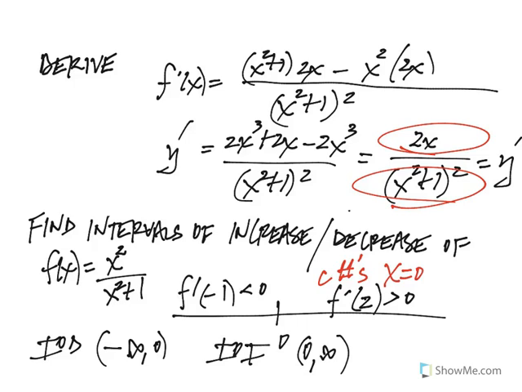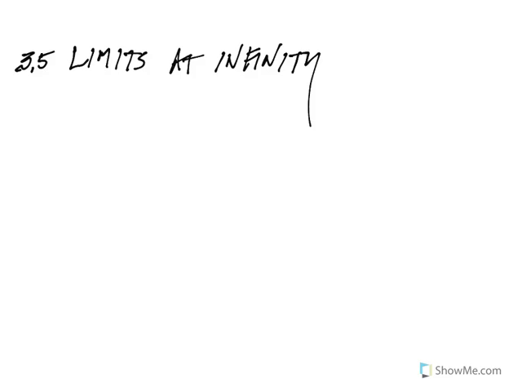All right, so let's move on to 3.5. Section 3.5 is limits at infinity, and essentially what we're going to do is look at the behavior of the graph at the far reaches of the x-axis.